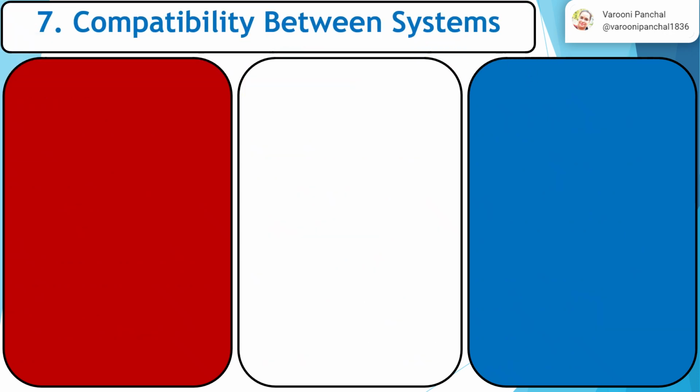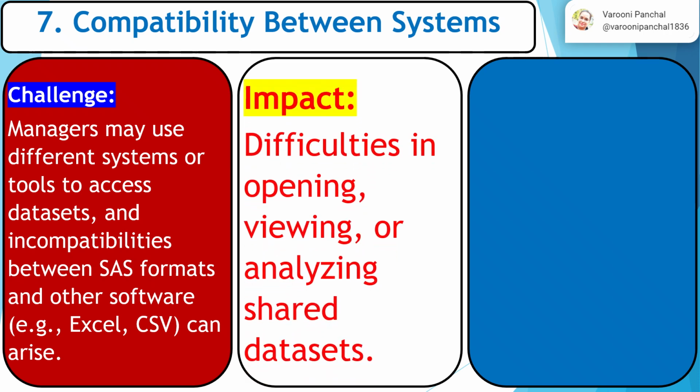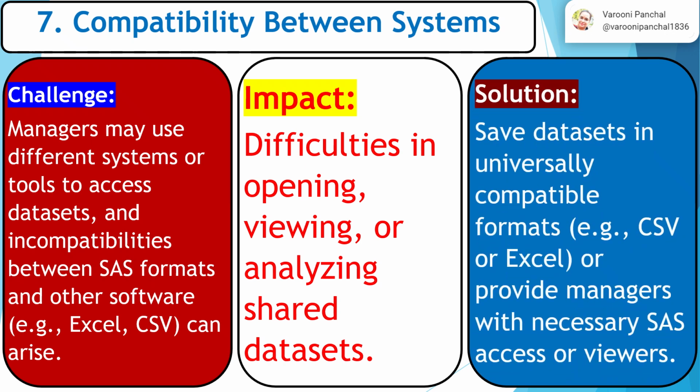Number 7. Compatibility between systems. Challenge. Managers may use different systems or tools to access datasets, and incompatibilities between SAS formats and other software, e.g., Excel, CSV, can arise. Impact. Difficulties in opening, viewing, or analyzing shared datasets. Solution. Save datasets in universally compatible formats, e.g., CSV or Excel, or provide managers with necessary SAS access or viewers.